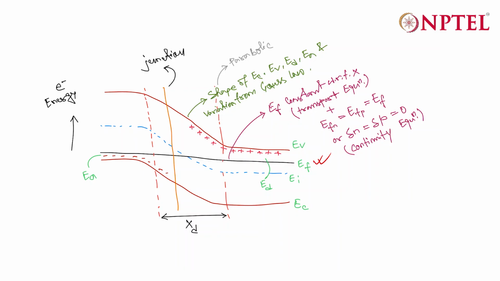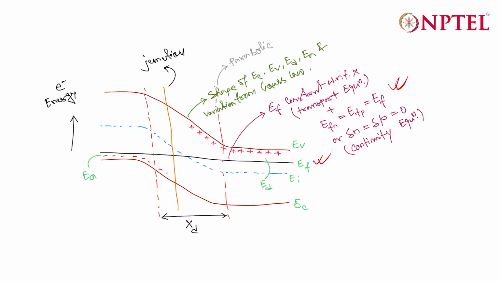Then from the continuity equation, you will find that delta N and delta P are equal to 0. That means the concentration of excess carriers is equal to 0. That will give you the information that EFN is equal to EFP is equal to EF. That means the quasi-Fermi levels are the same for both electrons and holes. So the solution of the continuity equation gives you the information that EFN is equal to EFP is equal to EF.